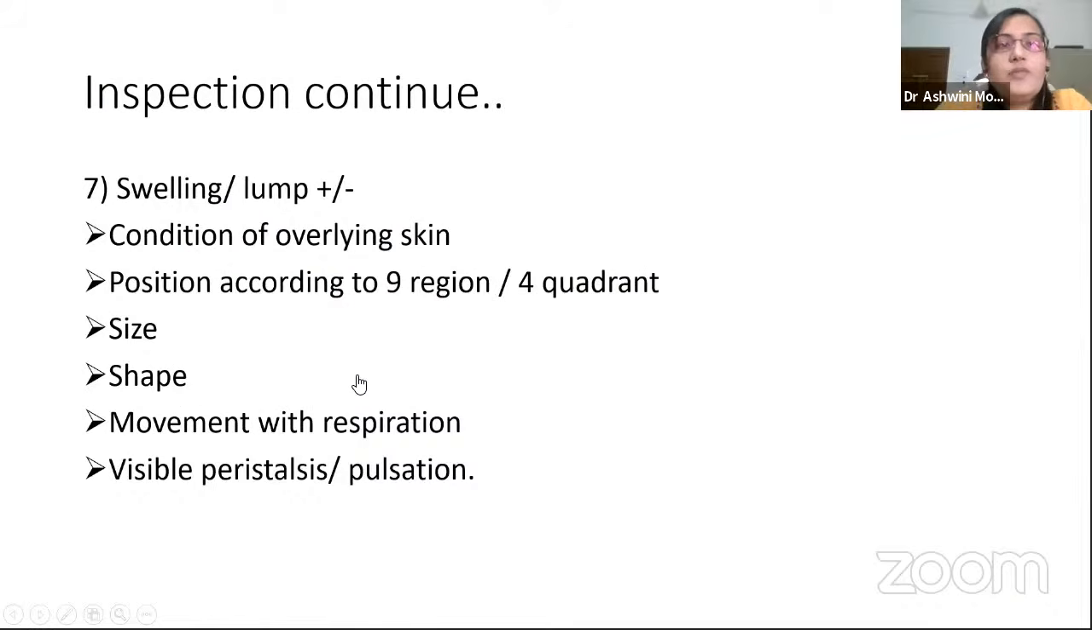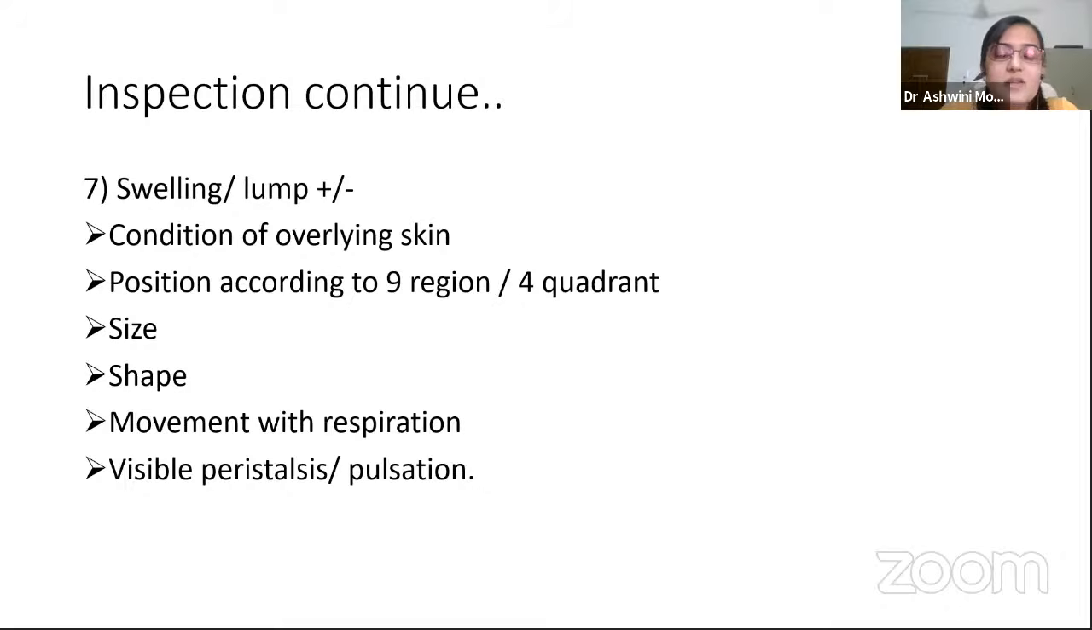the seventh point we will see is whether there is any swelling or lump present over the abdomen. If it is present, then what all things do we have to notice in inspection? Inspection is just visualization of everything over the abdomen. So we have to keep in mind that whatever we can see or visualize from the inspection, we have to note it. In case of swelling or lump, we have to see the condition of the overlying skin. Is it stretched? Is it normal? Is it red or inflamed? We can differentiate it from the overlying skin.